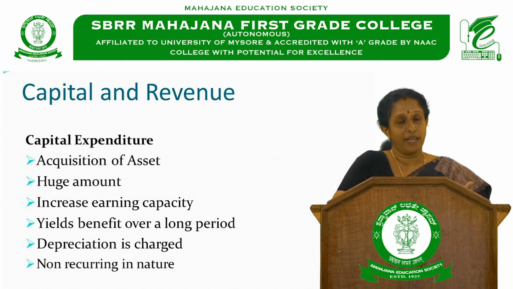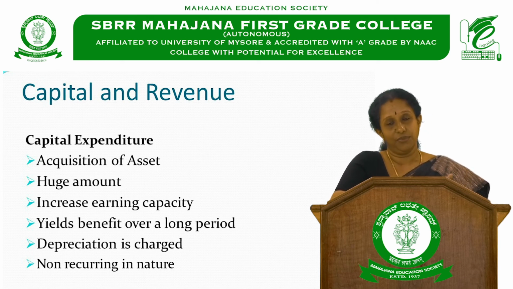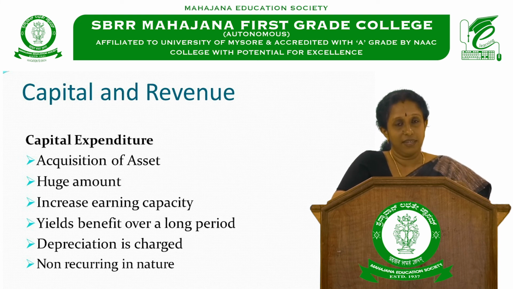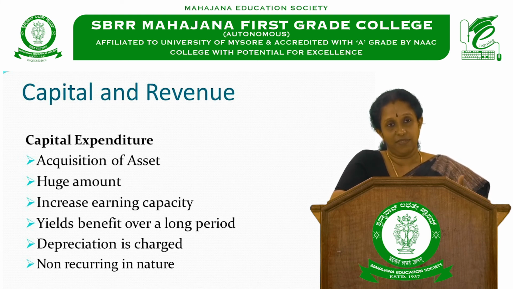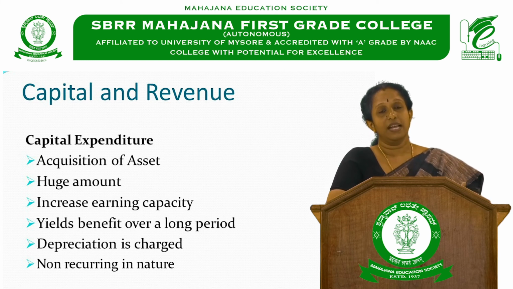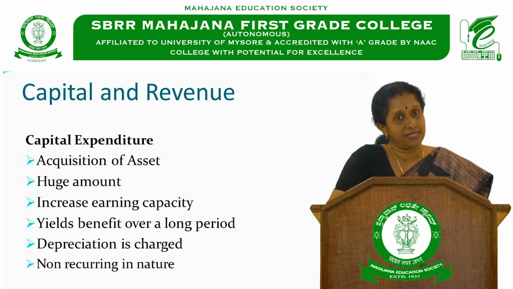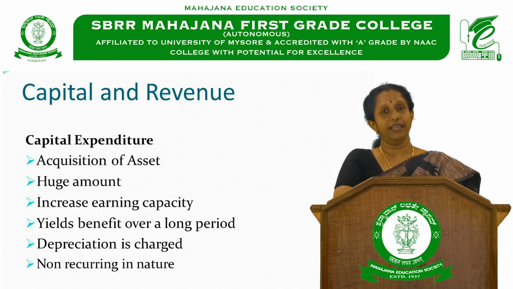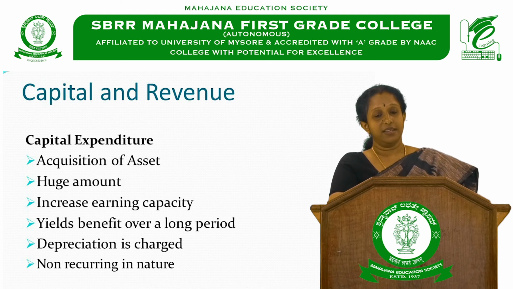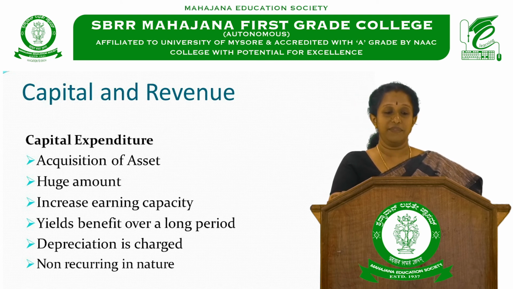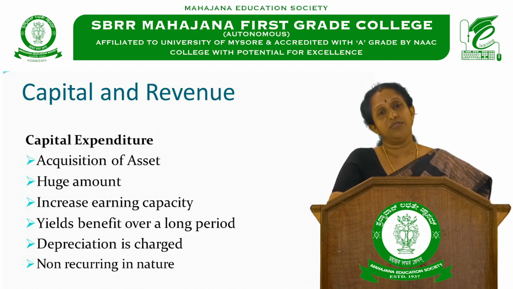Say for example, whenever you buy a building or machinery with the intention of starting a business, the returns from that investment or capital expenditure will be spread over a period of years. It can be 10, 20 or 30 years, depending upon the durability of the asset. So capital expenditures are usually incurred for acquiring assets. It will be a huge amount, and definitely increases the earning capacity. And whenever you incur huge expenditure, you need to charge depreciation.